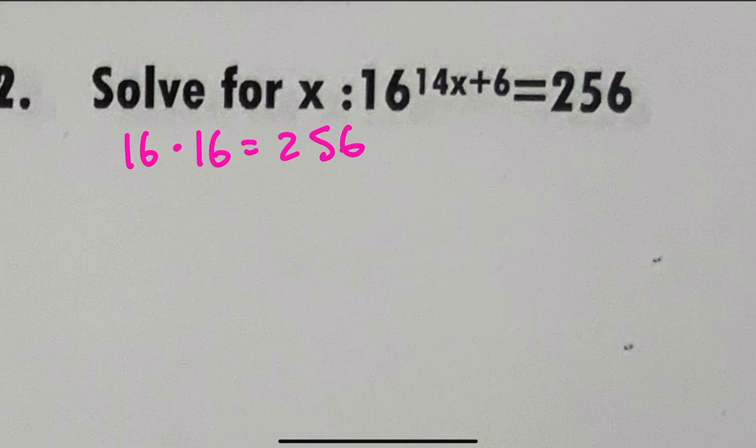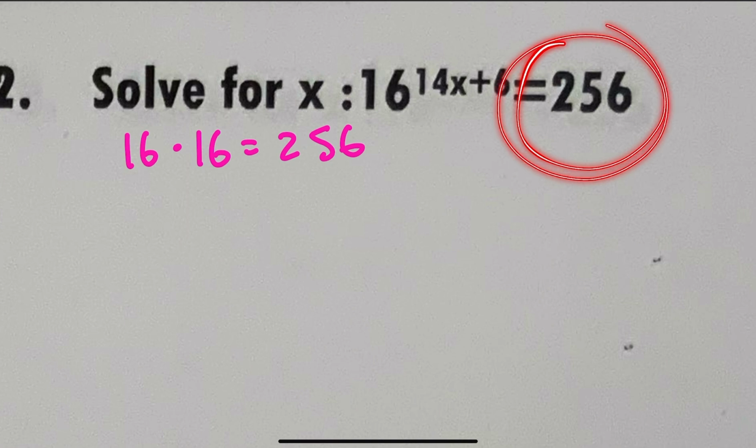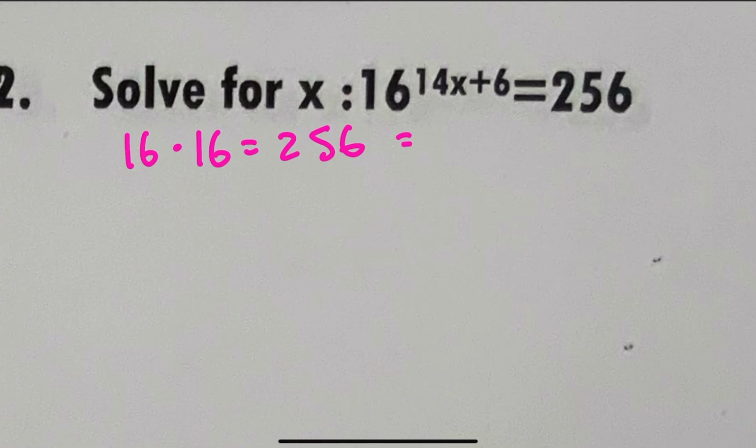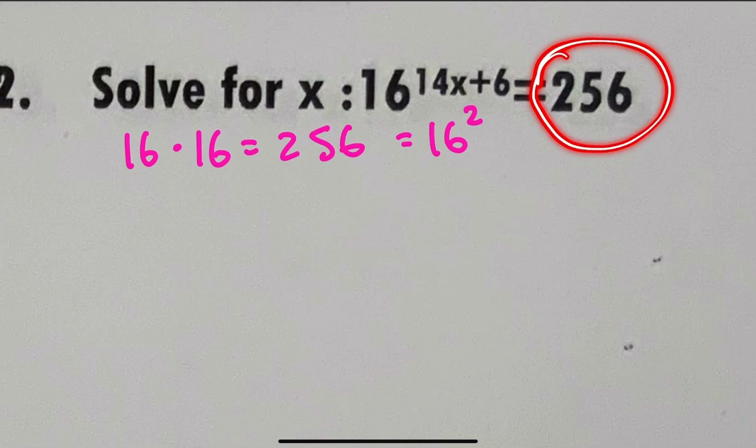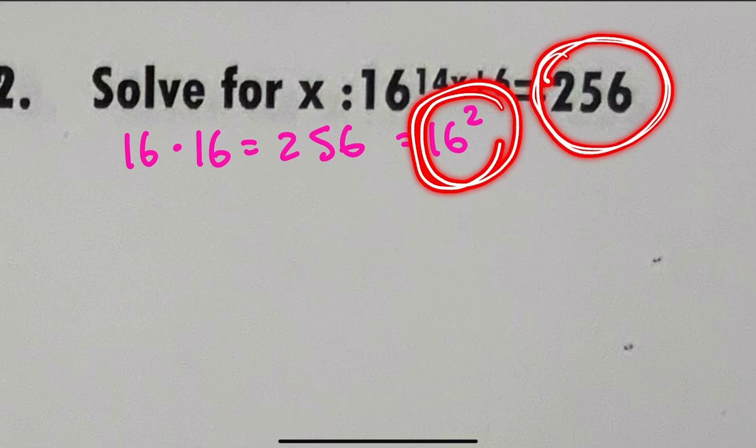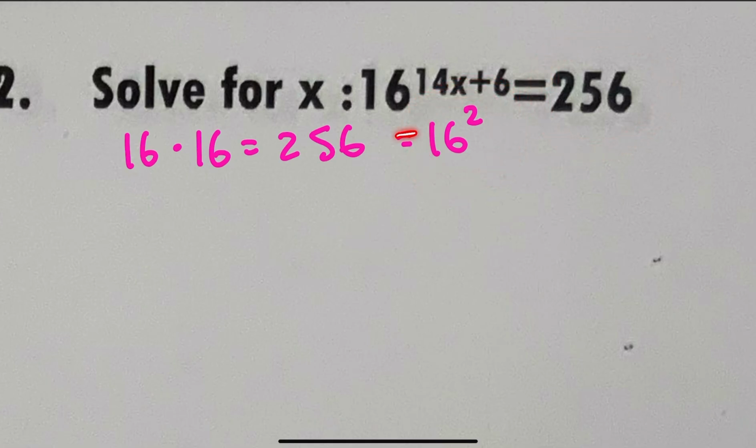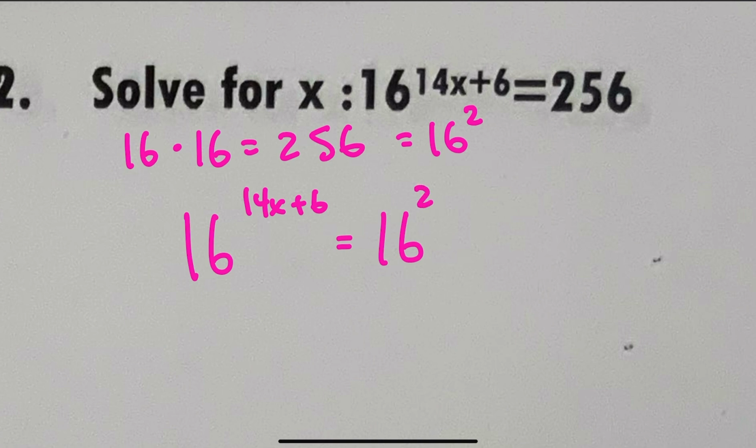All right, so what that means is that I can change that 256 to look like a 16. Now, I have two 16s that I used here, so I'm going to write that that's the same thing as 16 to the second power, okay? So what I'll do is trade out the 256 for 16 to the second power because they're equal to each other. So I'm going to have 16 to the 14x plus 6 power equals 16 to the second power.